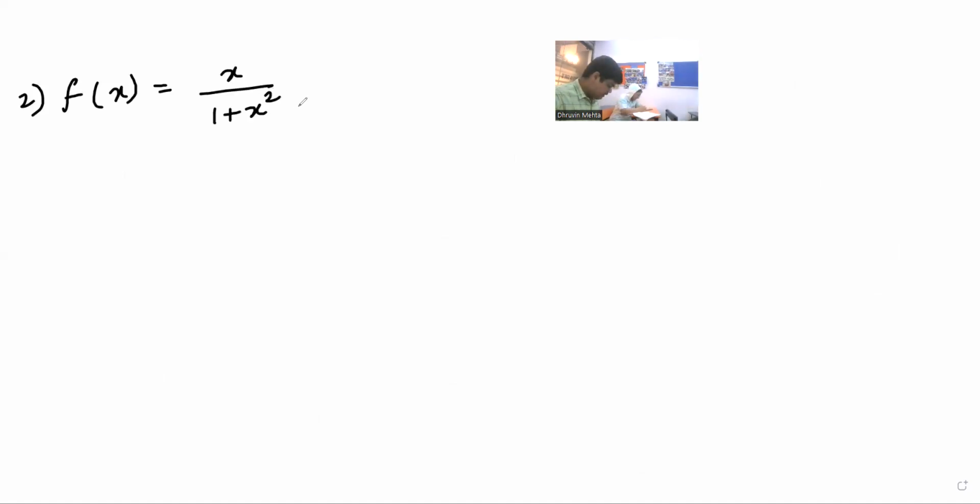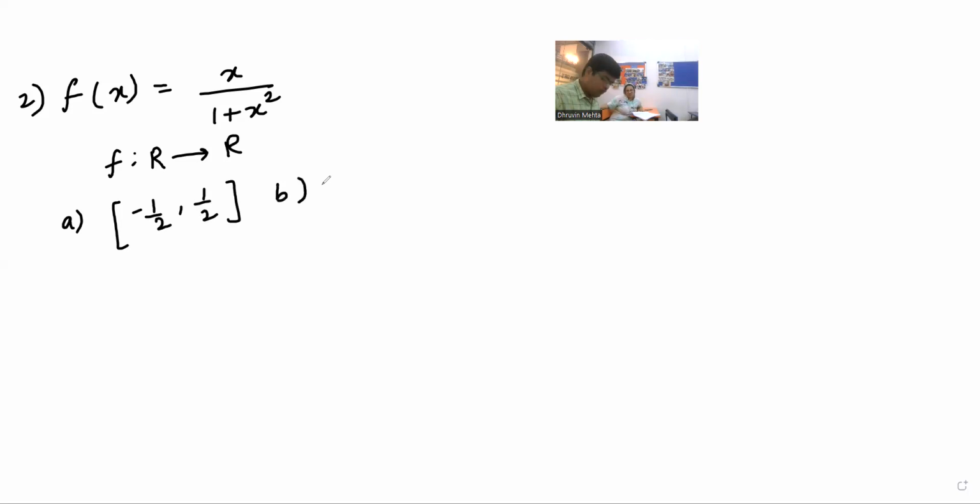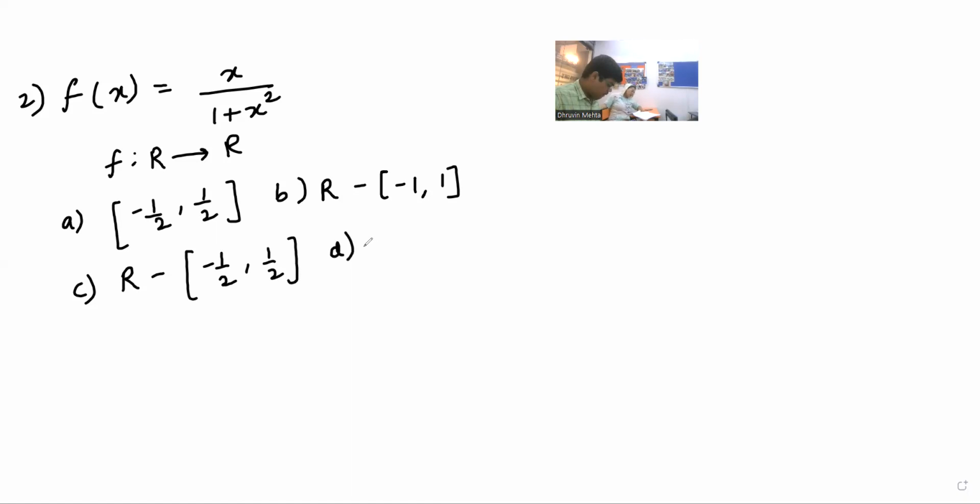Next is f of x equal to x upon 1 plus x square, and f is from R to R. We have to find the range. The domain and range is useful, especially when we check one-one or onto. Whenever they write a function, they will definitely mention domain and range. So x can take any values, and even y can take any values.